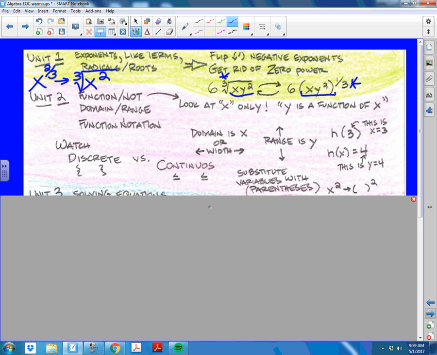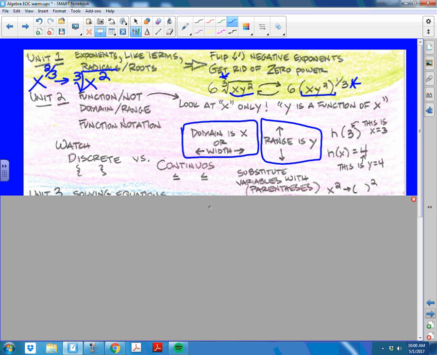Remember that the domain is your x values. Another way to think about that is it's the width of a function. When you're writing the domain, it's basically how wide a function is. When you're writing the range, it's basically how tall a function is. It's the y values.